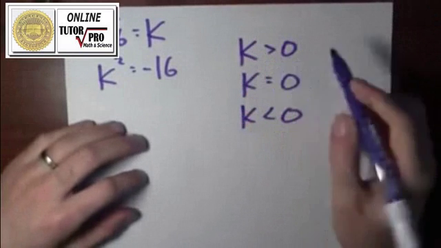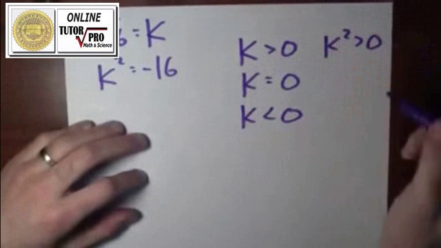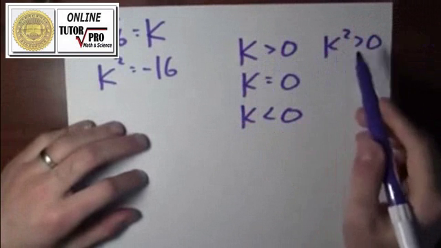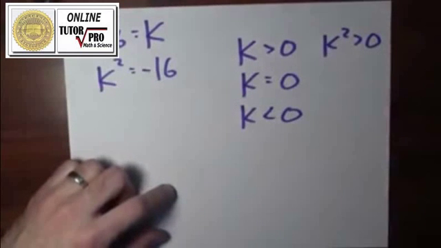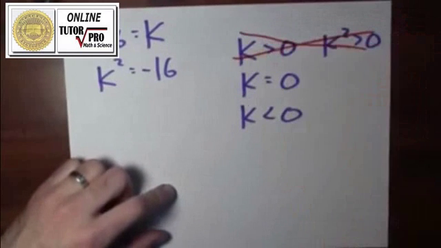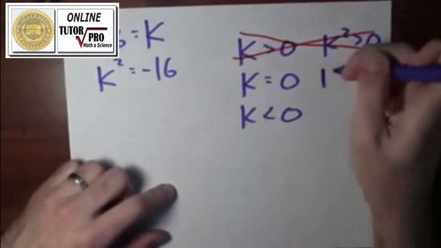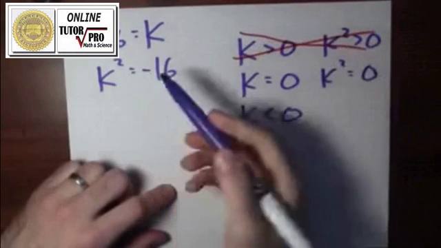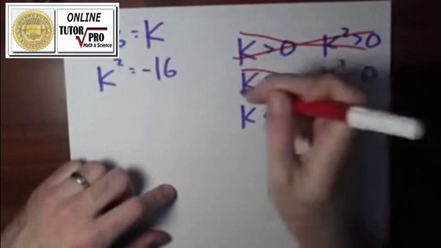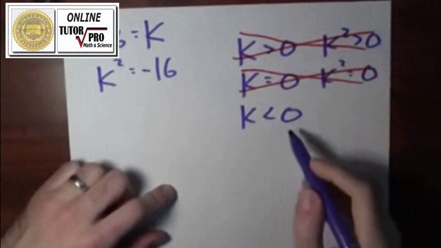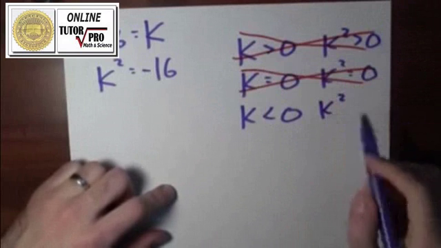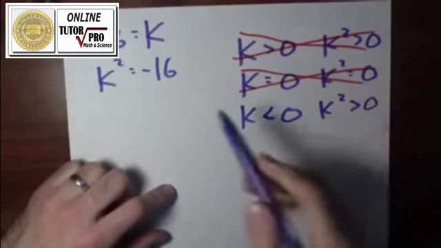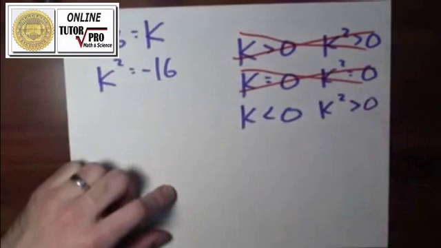If k is positive, then k squared would also be positive. It's a positive number times a positive number, still positive. But that can't be, because k squared is supposed to be minus 16. So this first possibility doesn't happen. Now, if k were 0, then k squared would be 0, but k squared is supposed to be minus 16, so k isn't 0. Is k negative? Well, then what's k squared? That'd be a negative number times a negative number, and that would still be positive. And that can't be because k squared is supposed to be minus 16. So this possibility also doesn't happen.